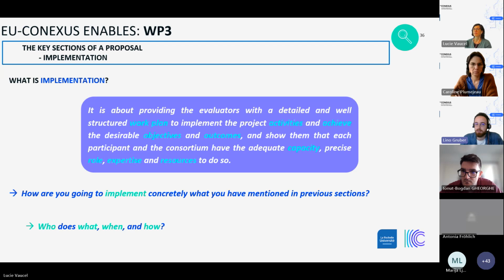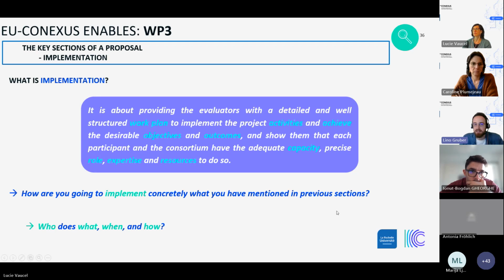As an applicant, you've got to ask yourself the following questions, which you can see on the slide. How am I going to implement concretely what's mentioned in the previous parts of my proposal? When we say previous parts, we refer to the excellence, which Caroline mentioned, and the impact part that Lucy mentioned. So how am I going to implement all of this? Who will do what, when, and how?